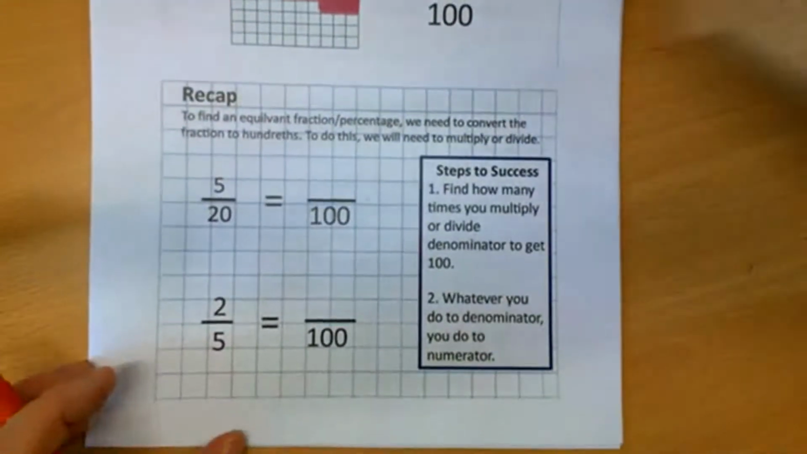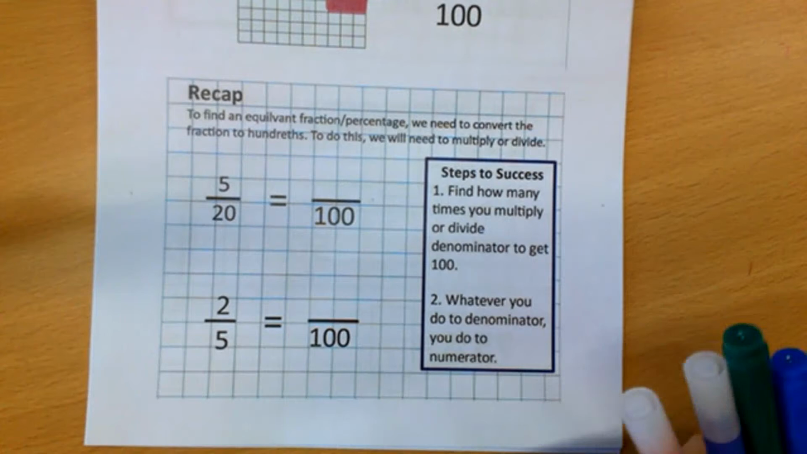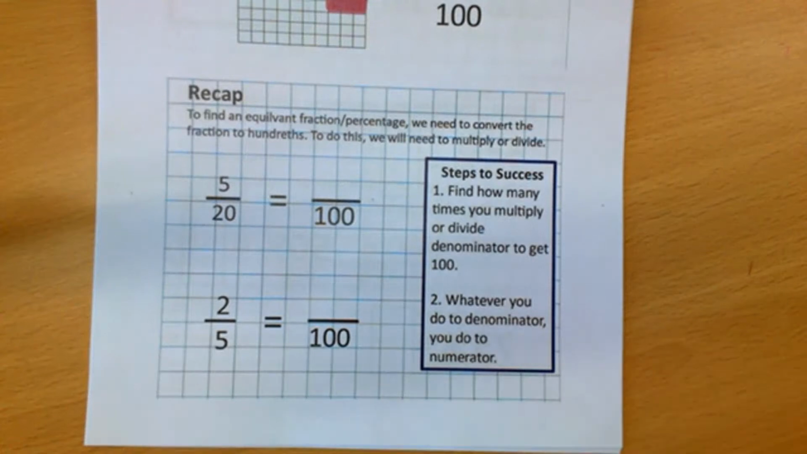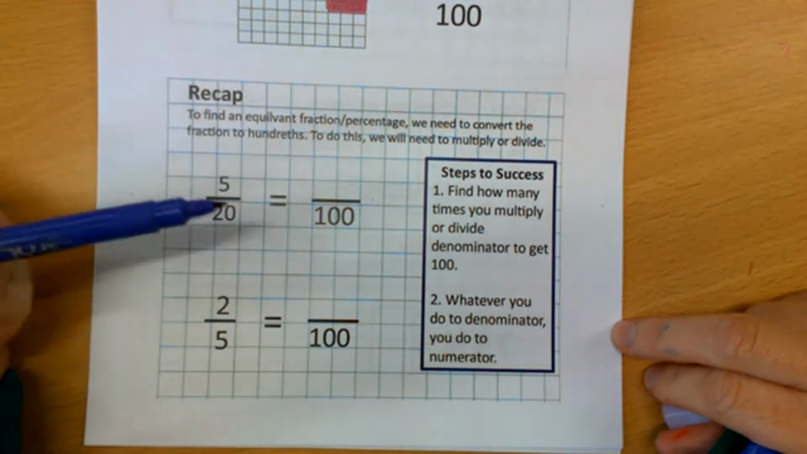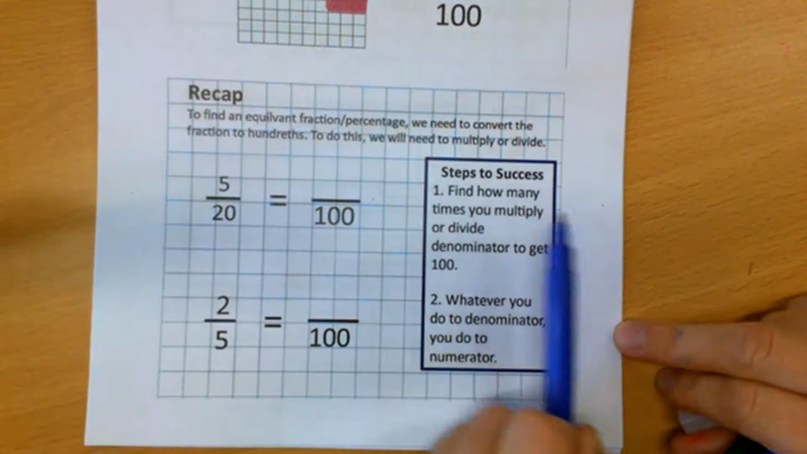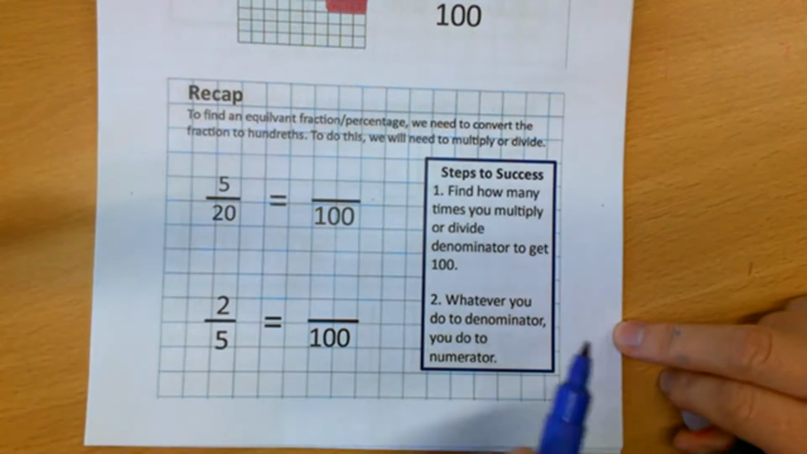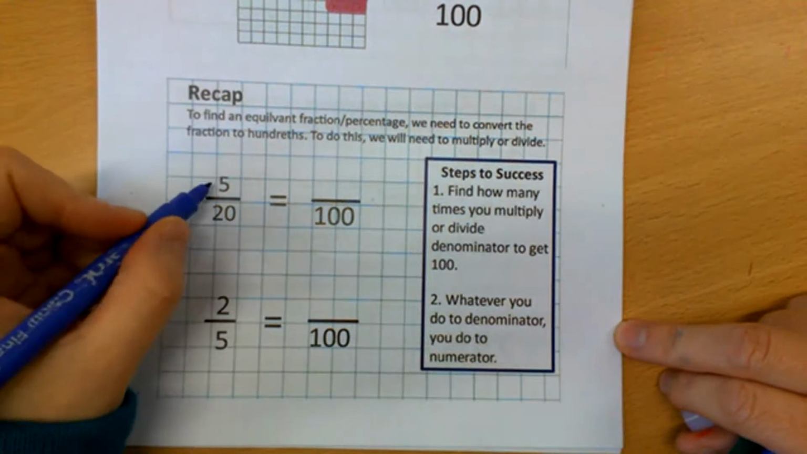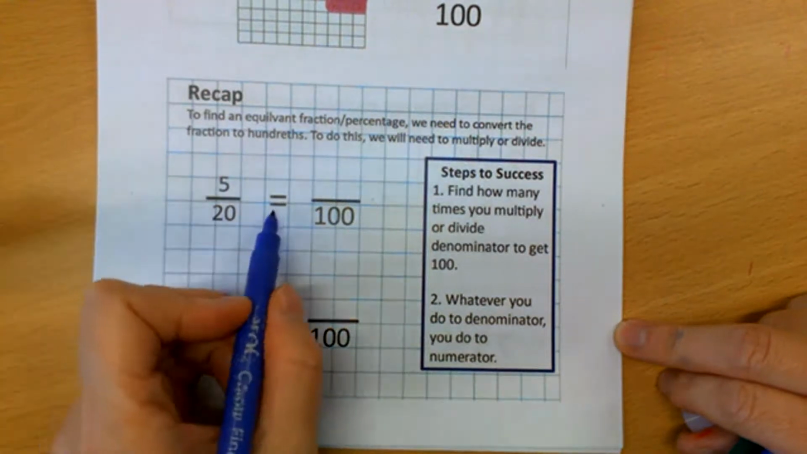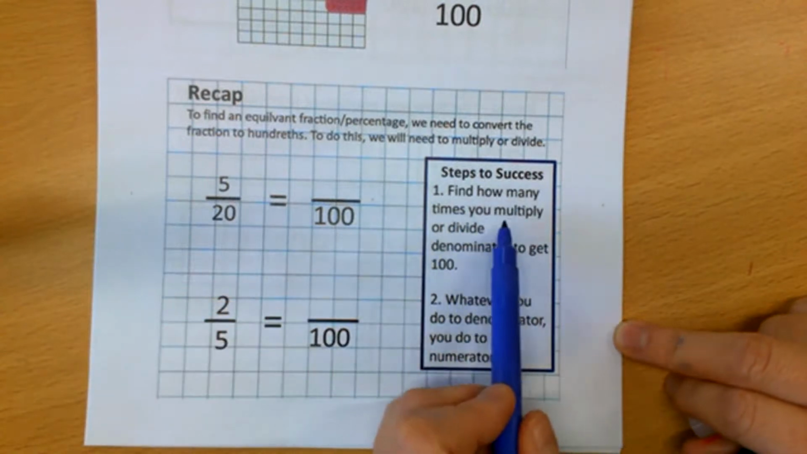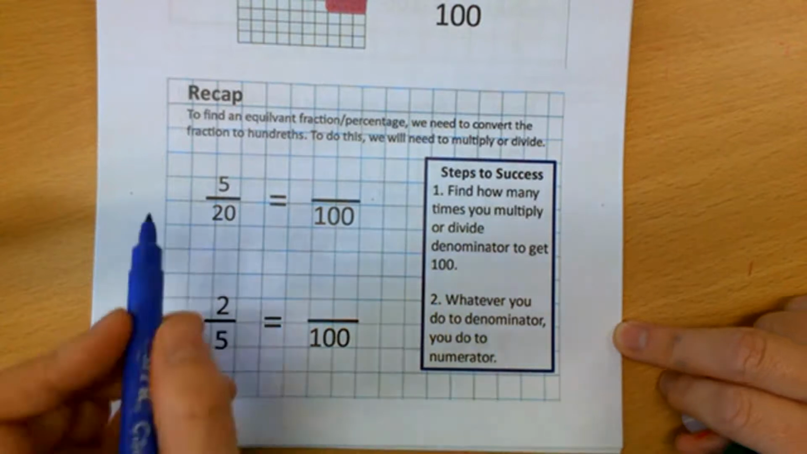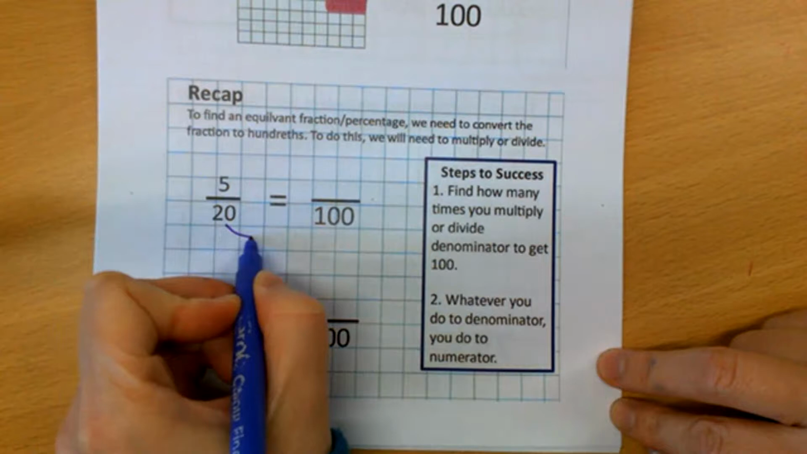Now let's take a look at fractions, which is something that we've done a little while ago. So to find any equivalent fraction or percentage, we need to convert the fractions to hundredths, because as we know, percent means parts per 100 or out of 100. Now to do this, we will need to either multiply or divide. So let's take a look at this fraction. We have 5/20ths, and we now need to convert it to hundredths. Our first step is to find how many times you need to multiply or divide the denominator to get 100.